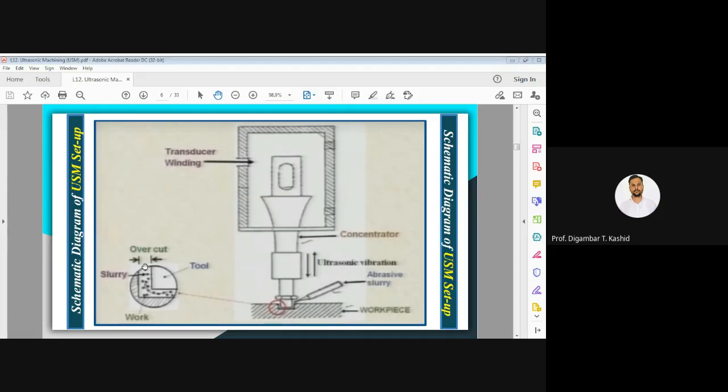Whatever shape you want on your workpiece, the same shape, or inverse replica we can call, of the cavity to be made on your workpiece, you have to give firstly on your tool. Because if you give that inverse replica to the tool, then and only then will it be produced on your workpiece.